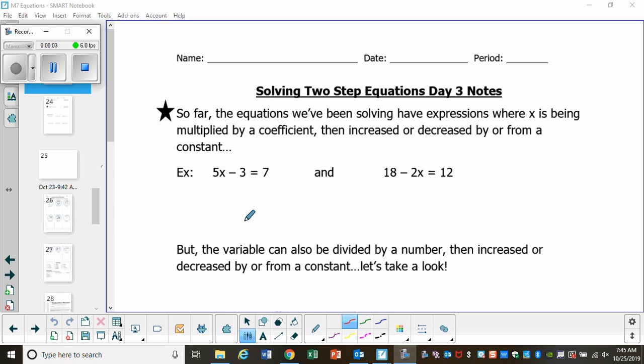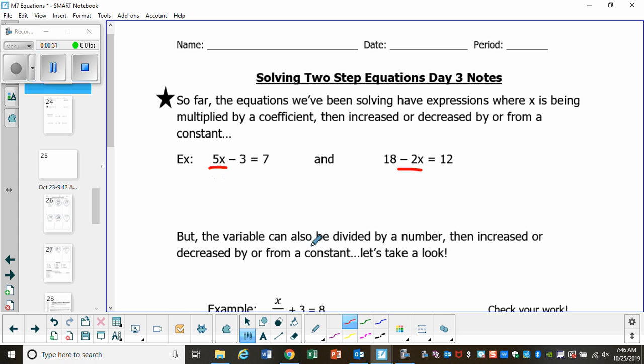Okay guys, so today we're going to be solving two-step equations, day 3 notes. So far, the equations we've been solving have expressions where x is being multiplied by a coefficient, then increased or decreased by or from a constant. So what that means is, so far, our coefficients have been multiplied. So 5x minus 3 equals 7. Over here, you can see the same thing: 18 minus 2 times x equals 12. But the variables can also be divided by a number, then increased or decreased by or from a constant.